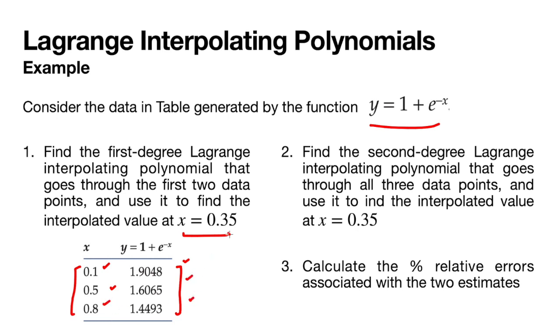So we need to find the value at 0.35 using this data, not by putting it here. The first thing we need to do is use the first two data points, 0.1 and 0.5. These are two data points, so it is the first degree Lagrange polynomial. Then we will use the second degree Lagrange polynomial that passes through the 3 points, and we will see the difference between the two in terms of relative error.